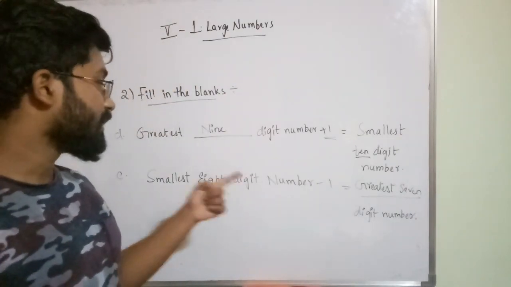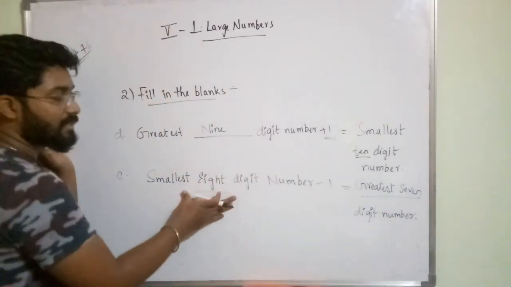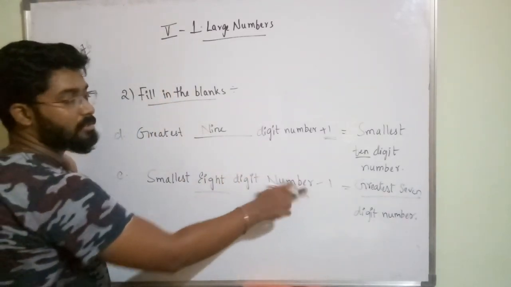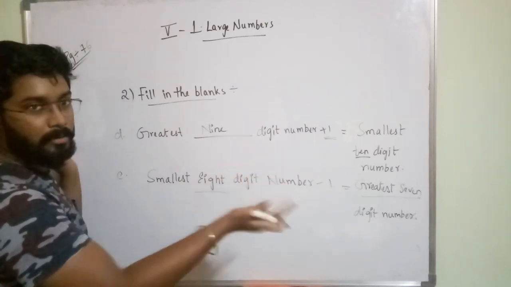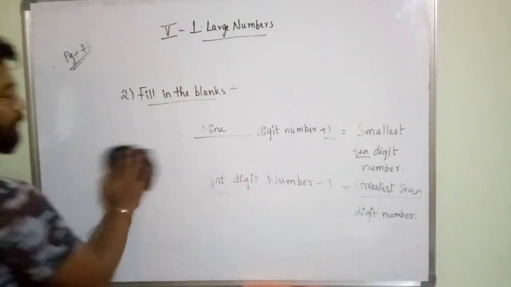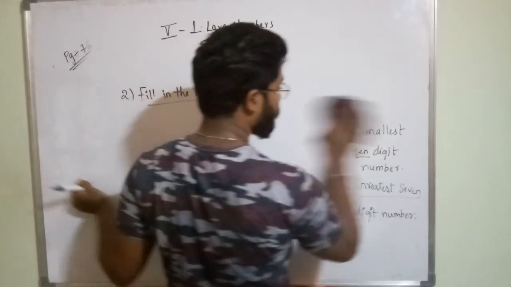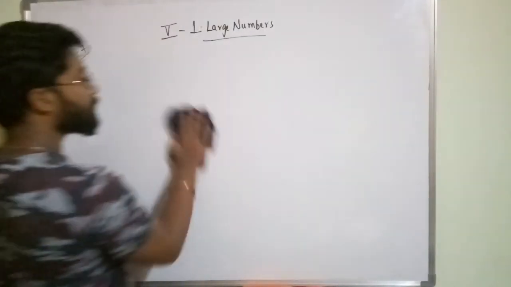So if you are getting confused you have to see it like this. Smallest 8 digit number, no? 8 digit numbers are starting. Minus 1 means before 8 digit numbers, what will you get? Greatest 7 digit number, no? Like that you have to understand. Okay, so with this we have completed our fill in the blanks here.